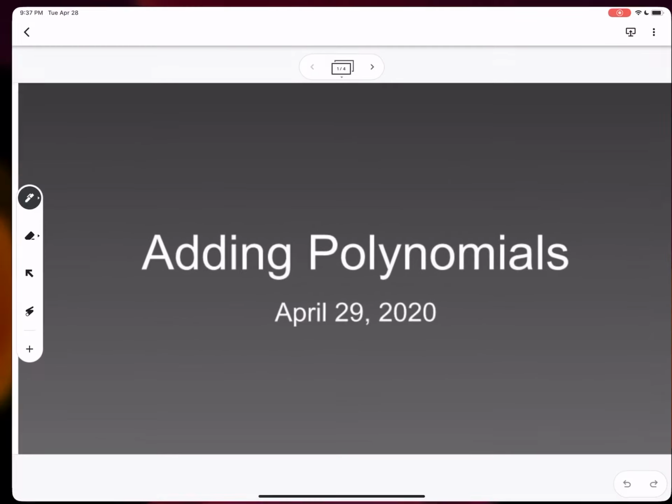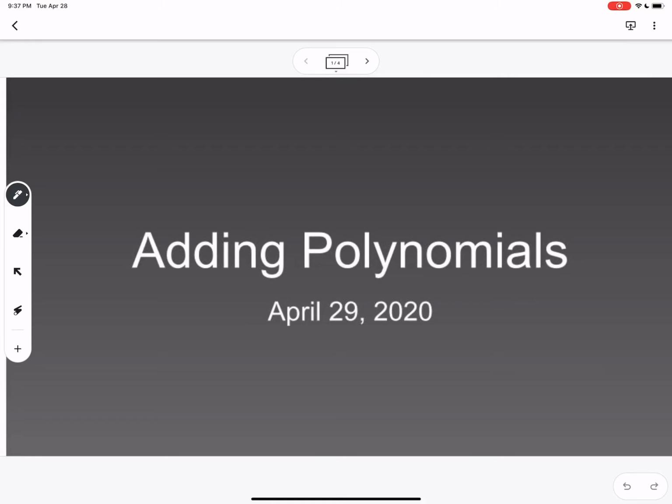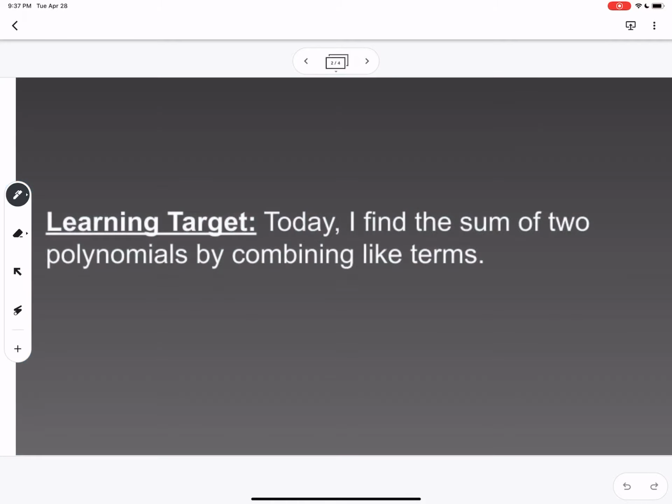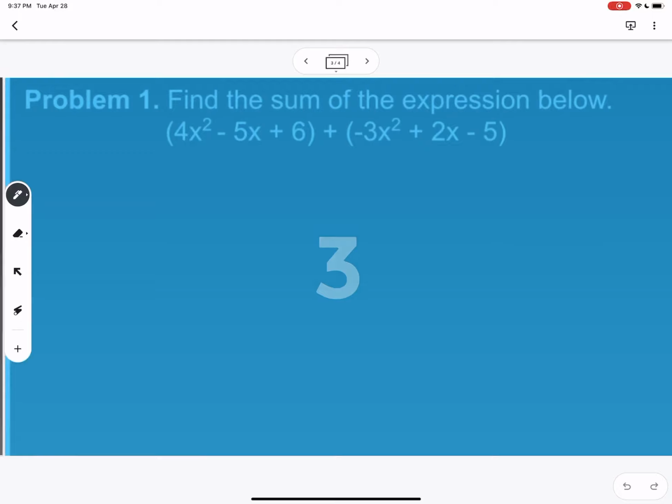Now on to our lesson of today. Our topic of today is adding polynomials. I'm going to show you guys how we add 2 polynomials together. Our learning target: today I can find the sum of 2 polynomials by combining like terms. So I'm going to go straight into it.